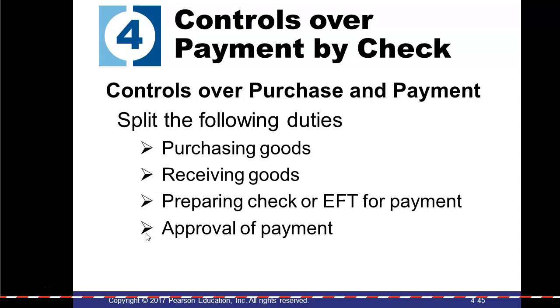As you can see here, the following responsibilities listed here should not be performed by one person. And that's most important. Someone who buys the goods has to be different from the person who receives it, from the person who actually puts the invoice in the system for payment, and the person who actually approves the payment. They have to be different.